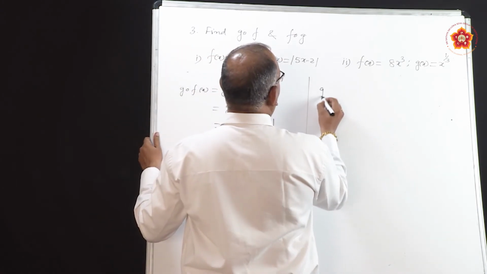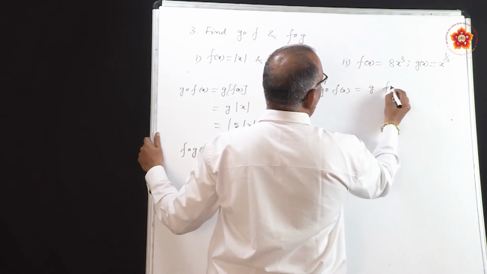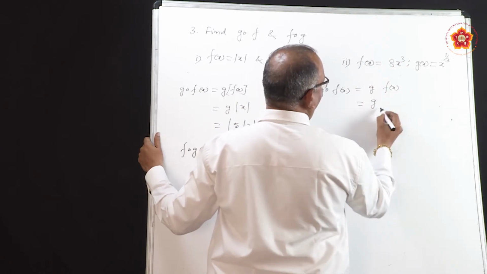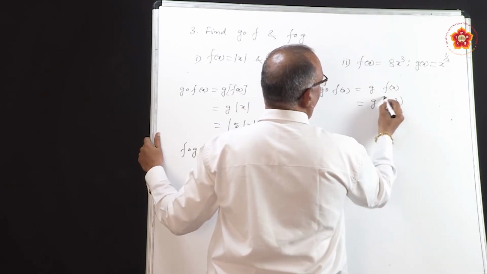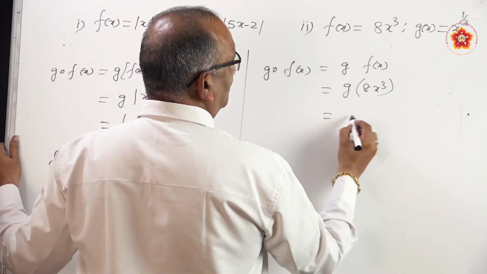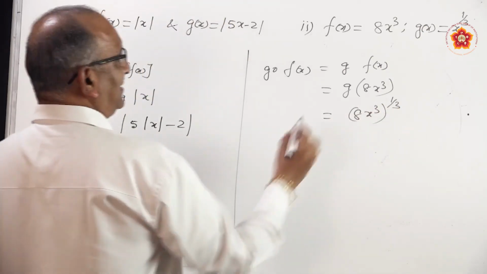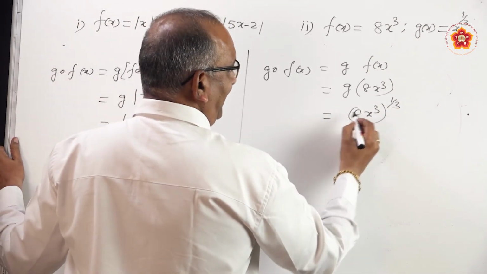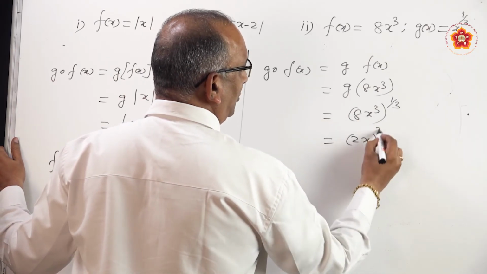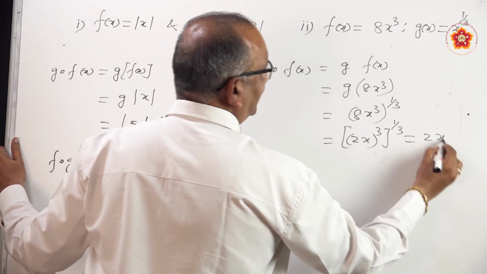For example, here, what is GOF of x? It is G of Fx. Substitute. What is G of Fx? Fx is 8x cube. What is G of 8x cube? Wherever x comes, write 8x cube. So it is 8x cube to the power 1 by 3. What is 8? 8 can be written as 2 cube. So this can be written as 2x whole cube to the power 1 by 3, and the answer will be 2x.